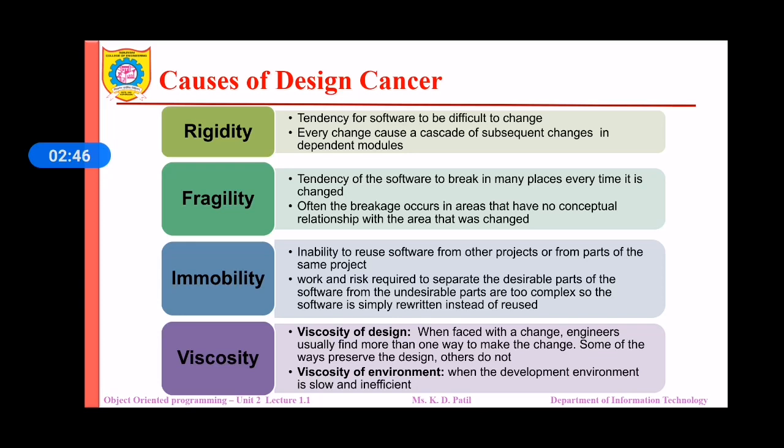The first one is rigidity. Rigidity is the tendency of a software to be difficult to change. Every change causes a cascade of subsequent changes in the dependent modules.